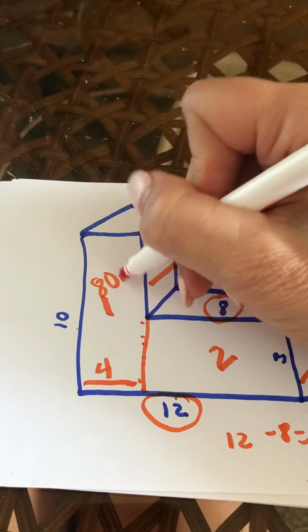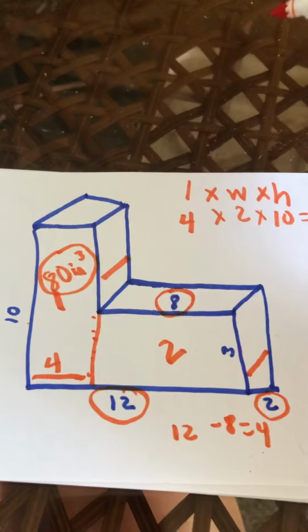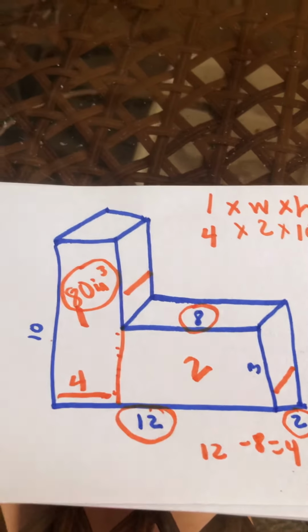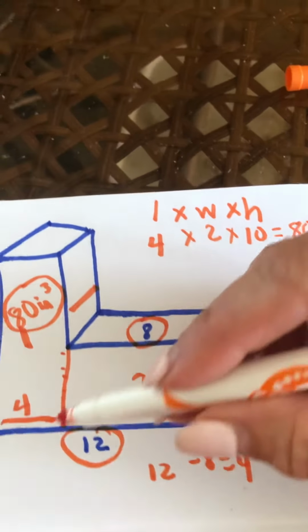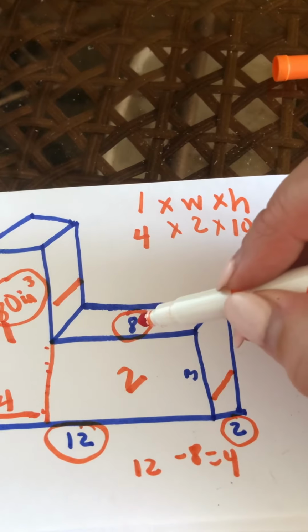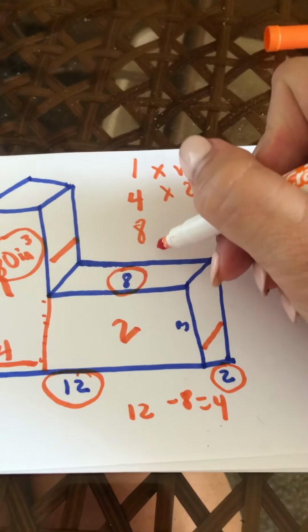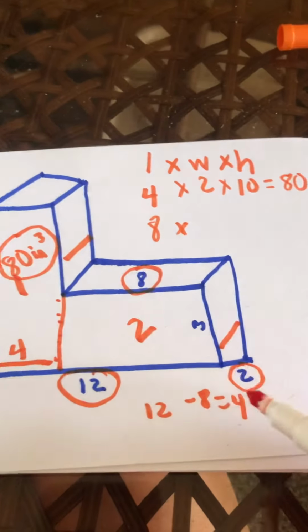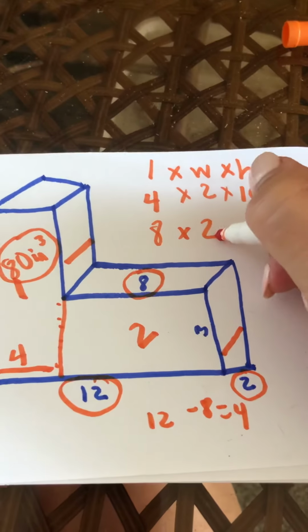And remember, we're doing this in cubes. So everything in volume is in cubes. So that's cubic inches. All right, now we have to get the volume of this shape. So the length we already know, if you'll look at the top, is 8. So we'll plug that in, 8. We know that the depth or the width is 2. So we're going to plug that in.